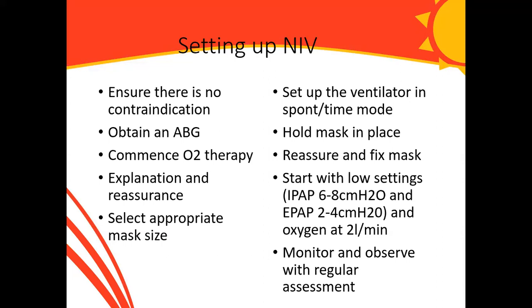Then the ventilator must be set in either spontaneous or timed mode. The ventilator must be set in spontaneous mode because the patient is breathing. You must hold the mask in place, reassure the patient again, and fix the mask. Start with low settings: IPAP of 6 to 8 centimeters of water and EPAP of between 2 to 4 centimeters of water, and give oxygen as low as 2 liters per minute. Then you monitor and regularly observe whether the patient improves or not.